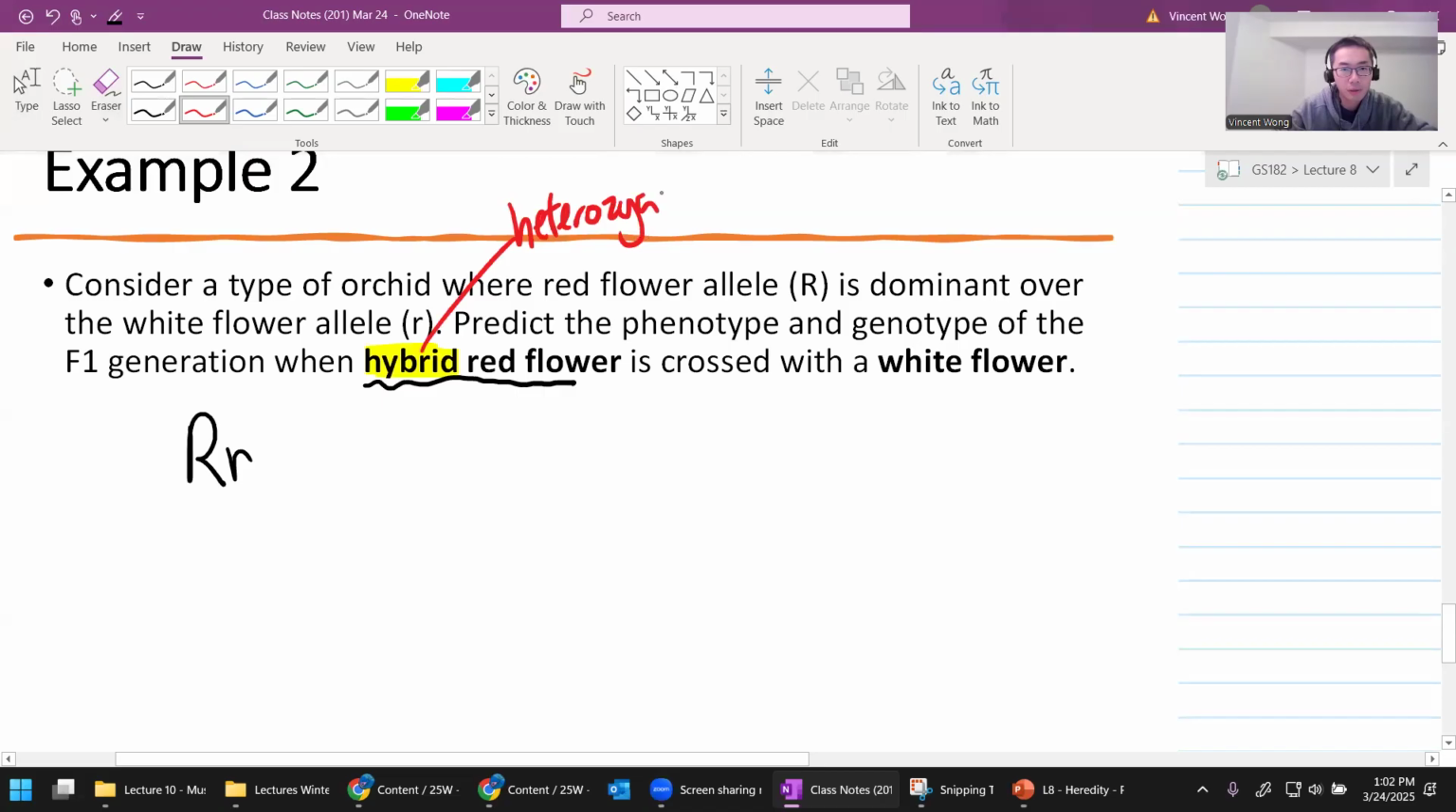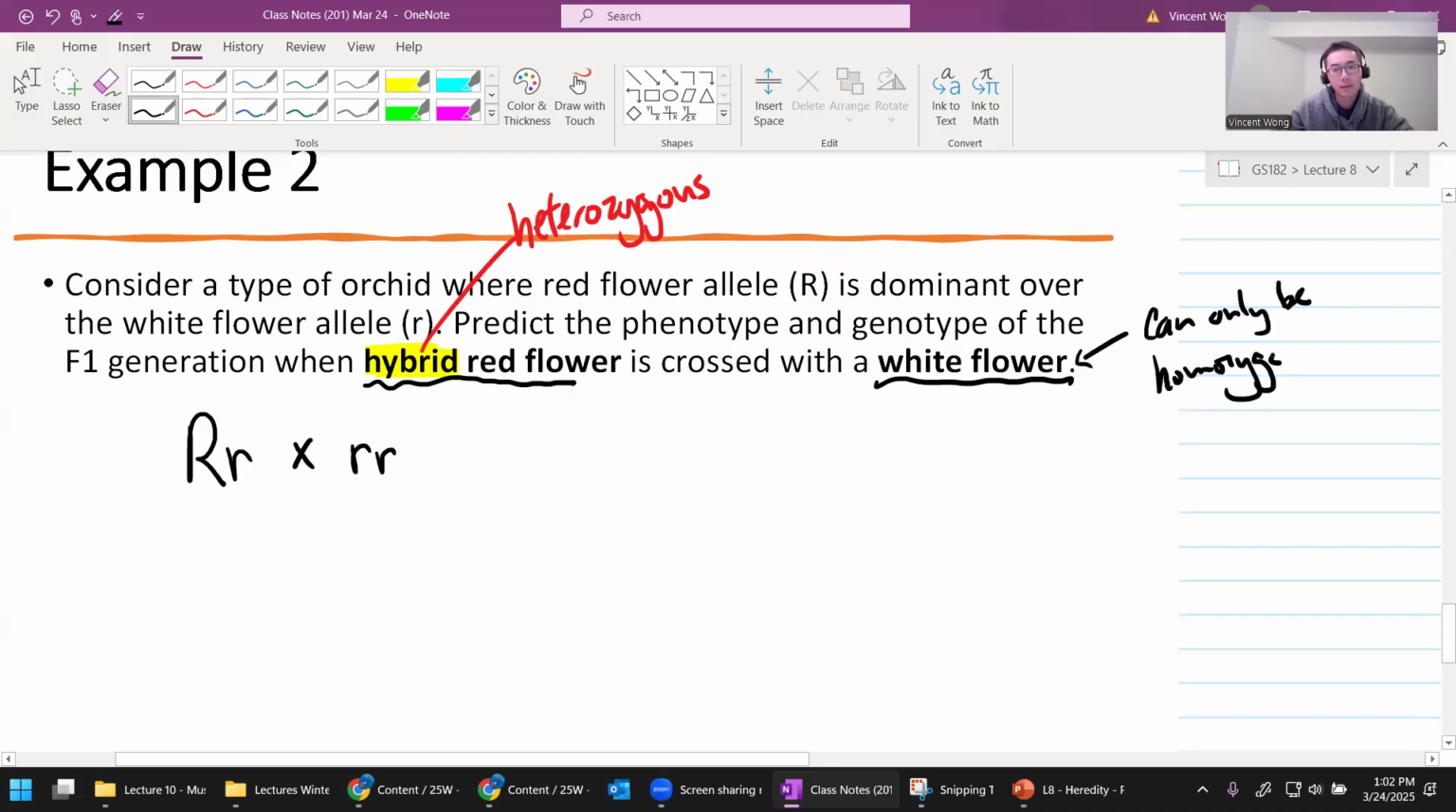I wrote it down for you earlier today, but here it is again. Crossed means to breed with white flower. And like I said, I don't have to tell you whether it's pure white or hybrid white. White is the recessive. That means the only way to be white is pure, it can only be homozygous, aka pure.